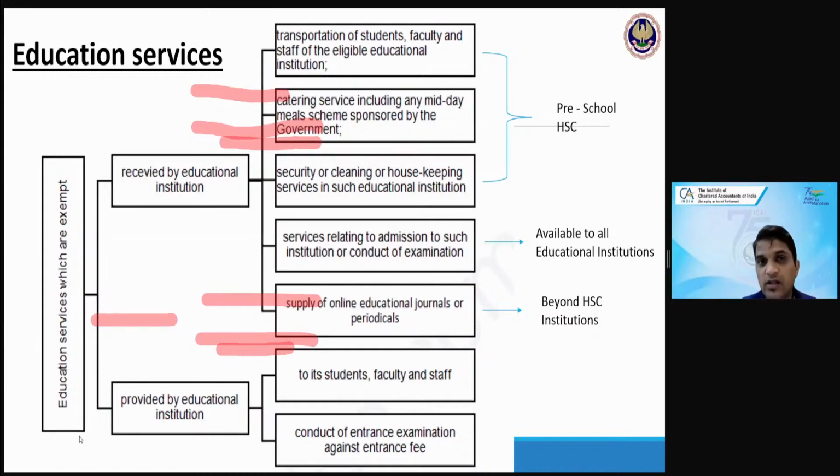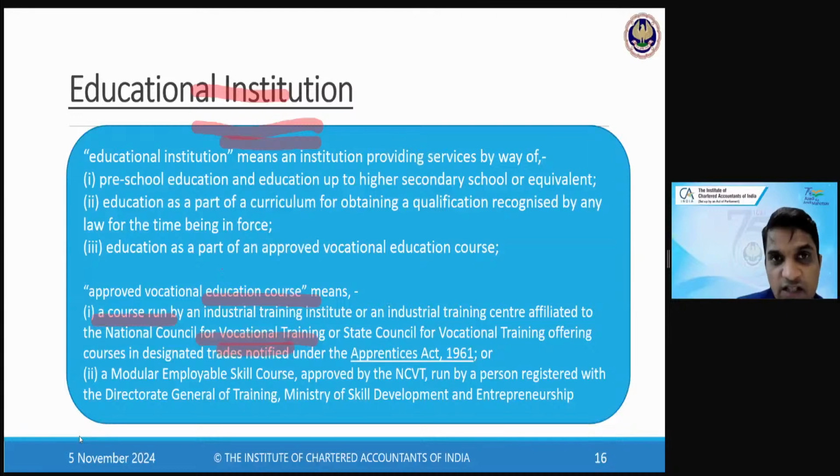Okay. Then we understood what is educational services. We understood that it includes vocational activities also, approved, because the definition of educational institution says that educational institution means any institution providing service by way of preschool education, education as a part of curriculum, or education as a part of an approved vocational education course. Yes, mess services, Anganwadi also will be exempted. Okay, clear on educational services.